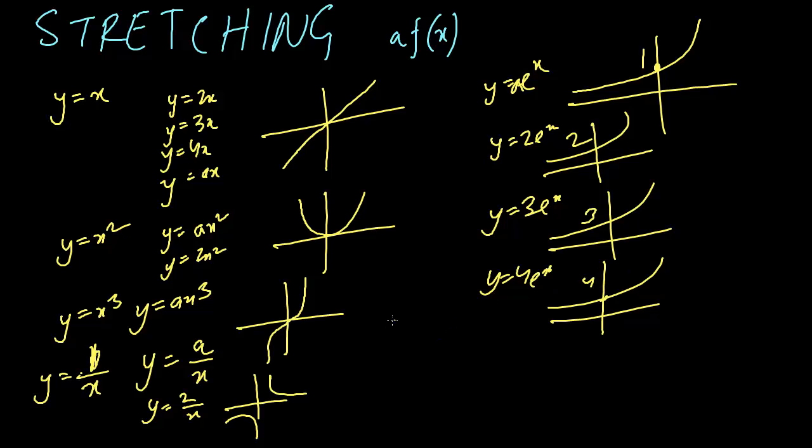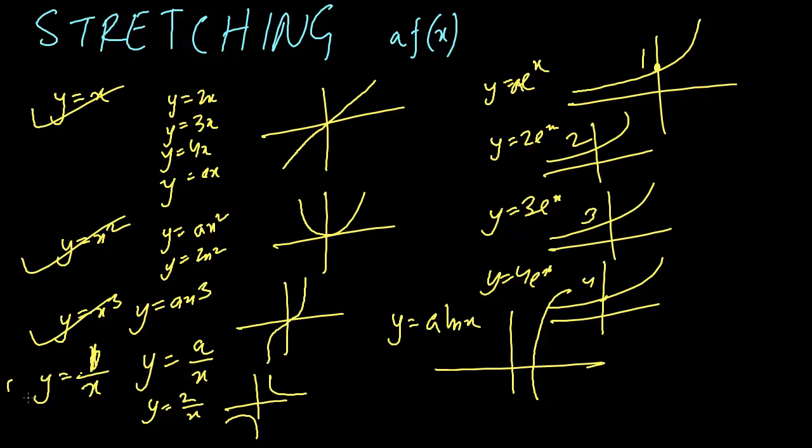And this would also work with y equals a ln x. If you have a ln x, does it cut the y-axis? No, it doesn't cut the y-axis at all. So it makes no difference. It's the same. So the pictures that do not cut the y-axis will not be affected by this stretching of af(x). But the pictures that do cut the y-axis would be affected. So e to the power x would be affected. Everything else will not be affected.